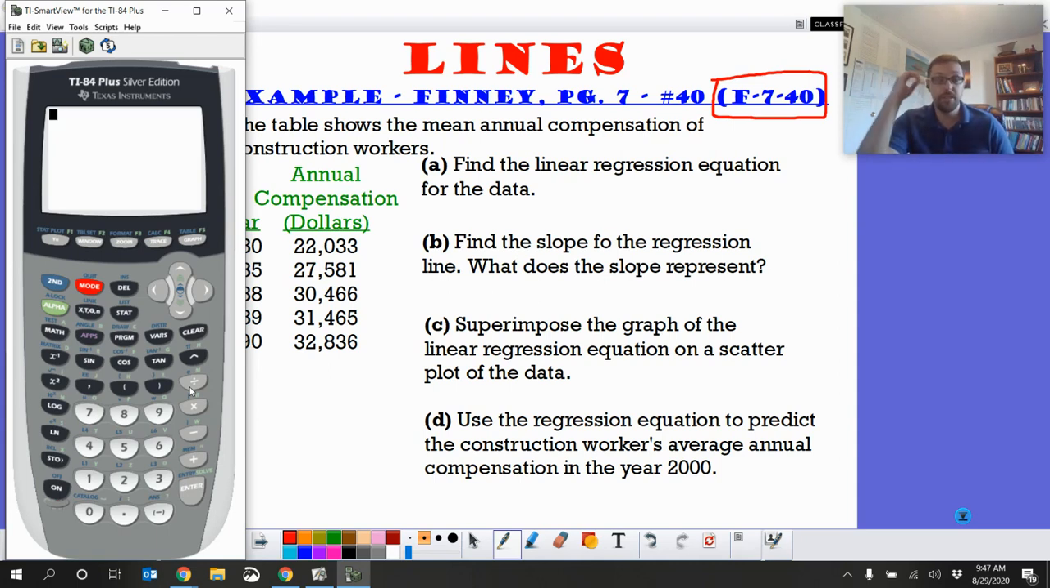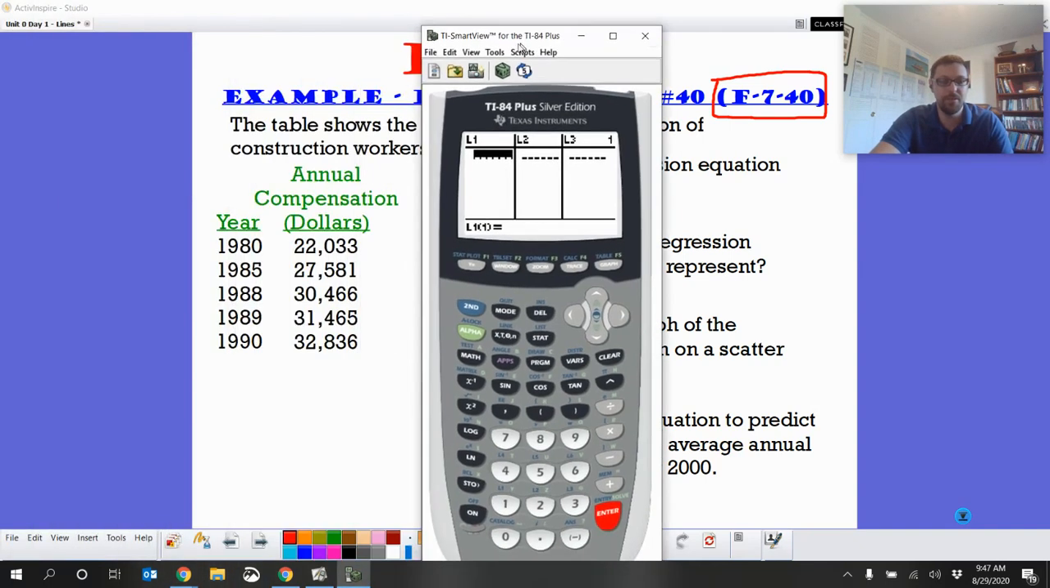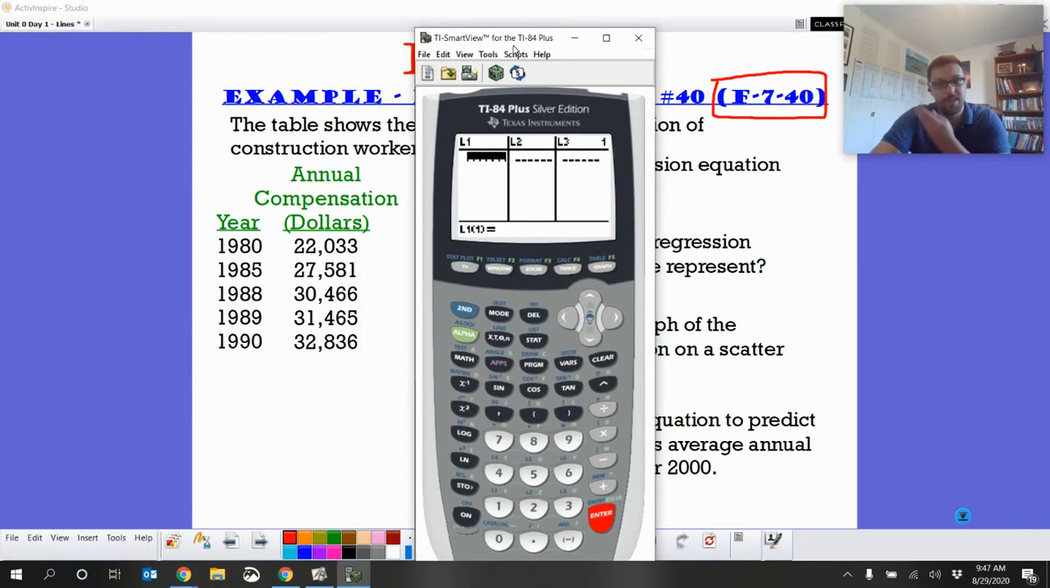We could do this by ourselves if we did like the calculations that we were doing before, but I want to show you the calculator way of doing this too. So we're going to go into stat and we're going to edit our list. So we got L1 and L2. I'm going to use the regular numbers. You could adjust this so it's years since 1980.